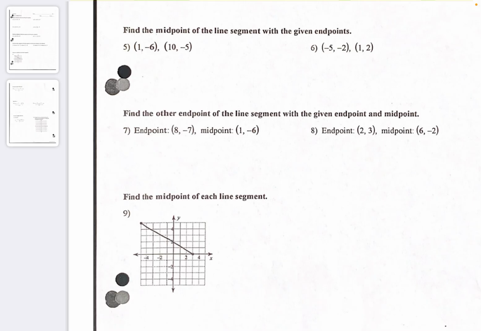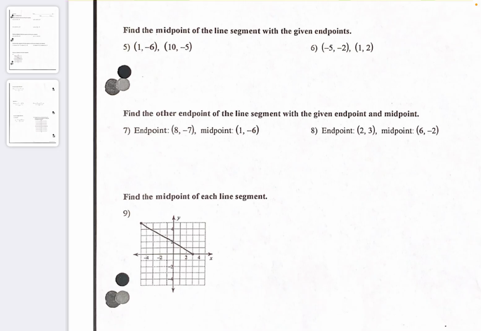Who did number 6? All right, Alex. (-5, -2) and (1, 2). Tell us what you did. Added my x's, added my y's, divided them by 2. Cool. So -5 plus 1 gives us -4. Half of -4 would give us -2. So that x coordinate would be negative. And then when you do 2 and -2, that's just 0. And half of 0 is 0. So our coordinate point would be (-2, 0). Okay, cool. Good job.